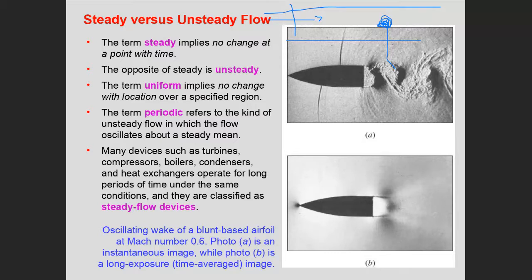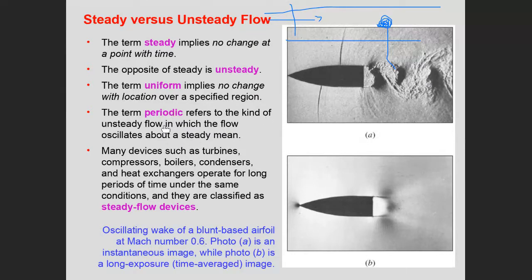So steady or unsteady relies on the variation of different parameters, not only the velocity, gentlemen. You have velocity, pressure, and energy. Any fluid flow is characterized by velocity, pressure, and energy. So the term steady, as you can see here, implies no change at a point with time. Based on this category, we have steady, unsteady, and uniform. Uniform means no change with location. That is to say, if you measure here, here, or here, the velocity is the same. We have periodic.